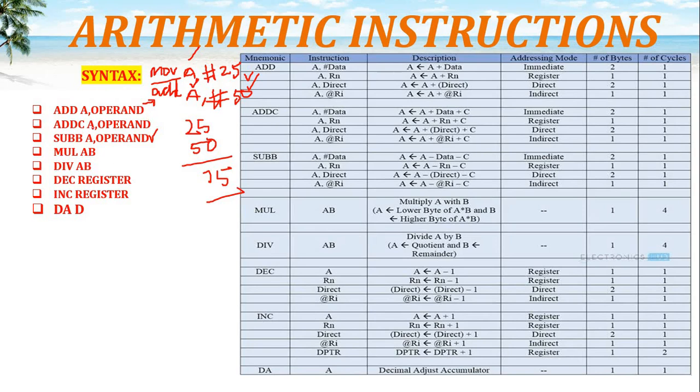ADDC, add with carry. What is this? See, it is ADDC A comma operand. That is, if I'm having any carry in the accumulator, add along with that carry.